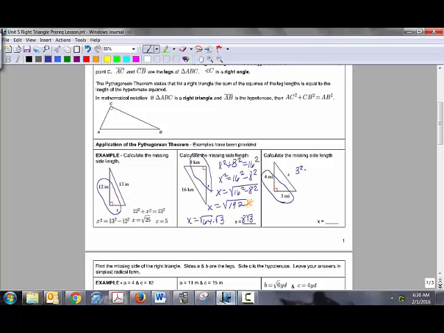I have 3 squared plus 4 squared equals x squared. 9 and 16 give you x squared. X is the square root of 25. X is 5. This one here actually is special, along with this one here. These two are Pythagorean triples.